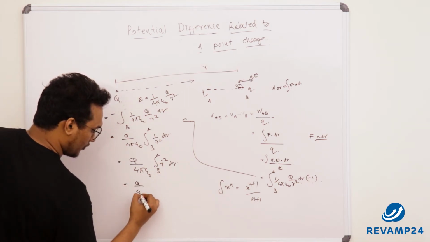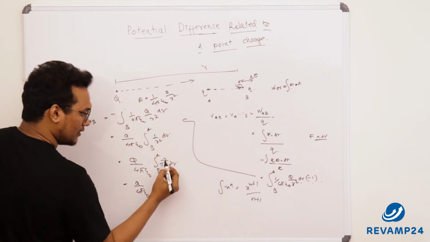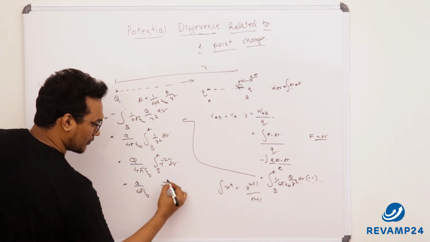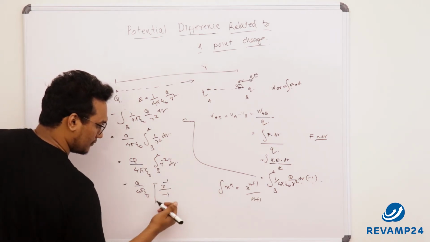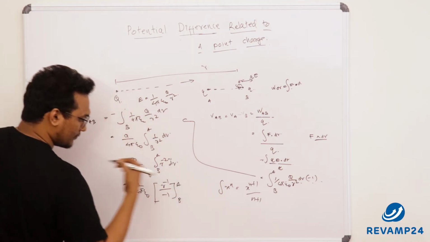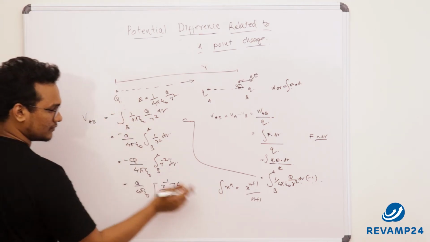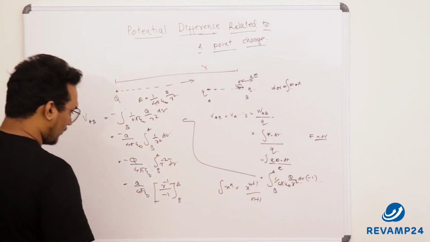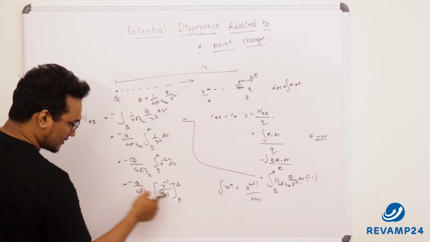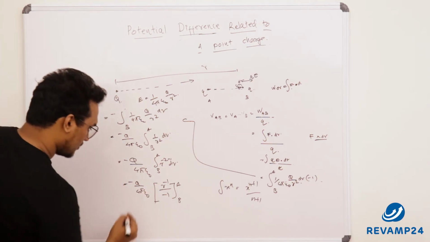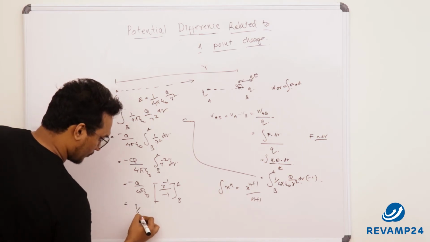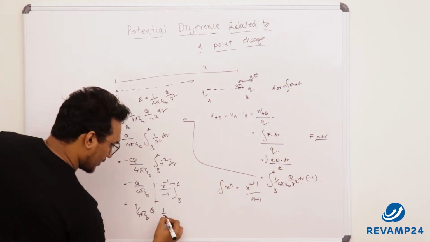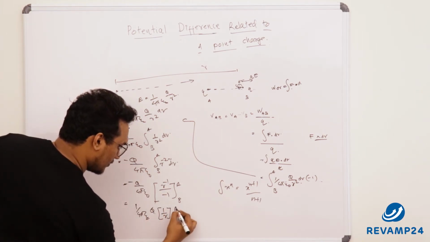So q by 4 pi epsilon 0. Raise the power by 1. So r power minus 2 plus 1. Minus 2 plus 1, that will be minus 1. So r power minus 1 divided by minus 1 from b to a. Clear? I have a minus outside. See, this cos 180 minus I have to take outside. Okay. Now this minus and this minus I will multiply and that will vanish. So what is this? 1 by 4 pi epsilon 0 into q. R power minus 1 is nothing but 1 by r from in between b to a.